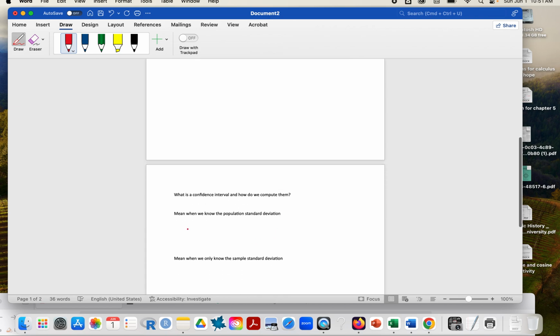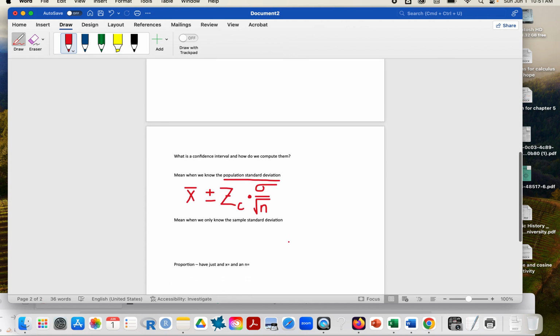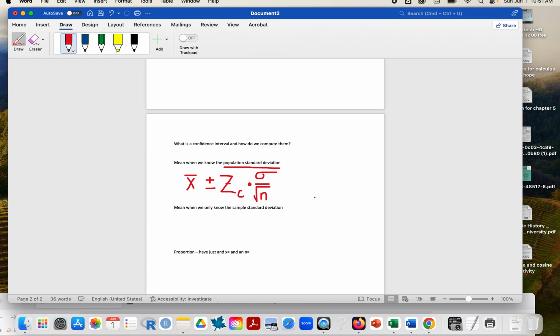We work with a sample mean when we know the population standard deviation, and what we do here is we're going to use the sample mean as our point estimate. We're going to add and also subtract z sub confidence level multiplied by the population standard deviation divided by the square root of the sample size. Now, this is estimating our population parameter mu.